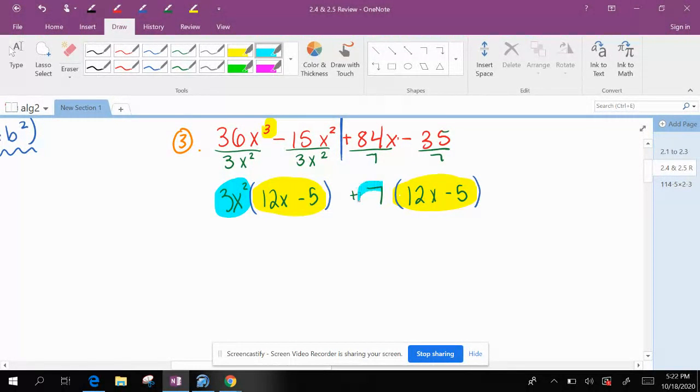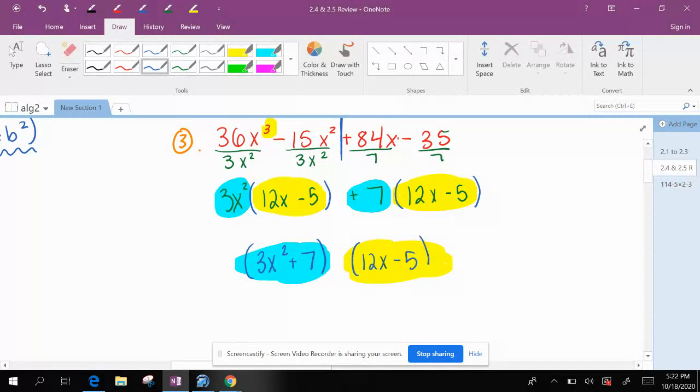Now the numbers outside of your parentheses are your GCF. They're going to get grouped together for one part of your answer. And then your leftovers are going to be grouped together for the other part of your answer. So my GCF is 3x squared and a positive 7. My leftover was 12x minus 5. This is where I say stop. This is as factored as it can go.